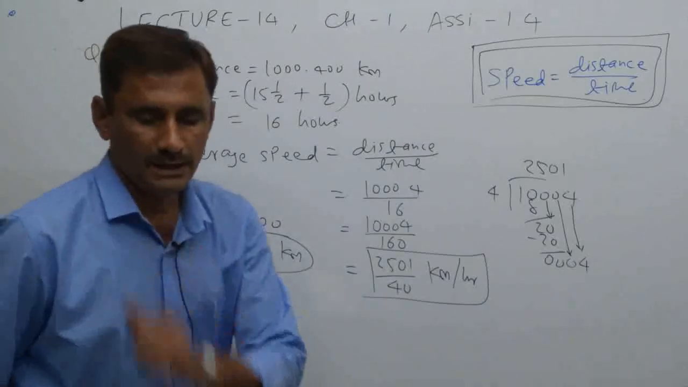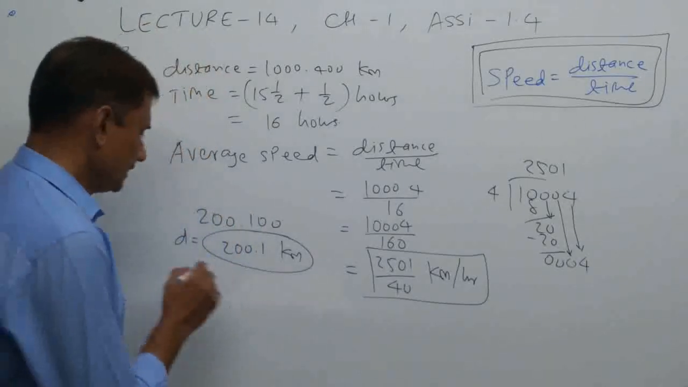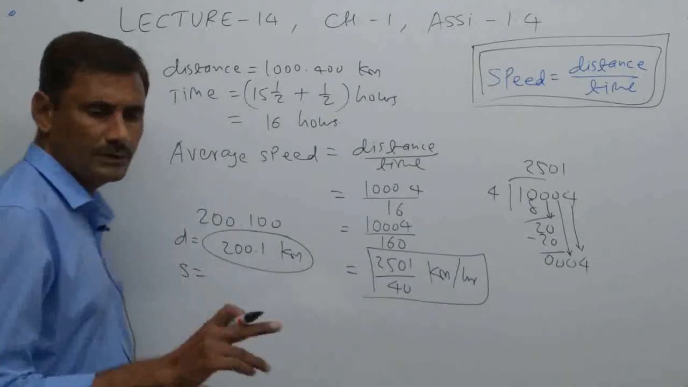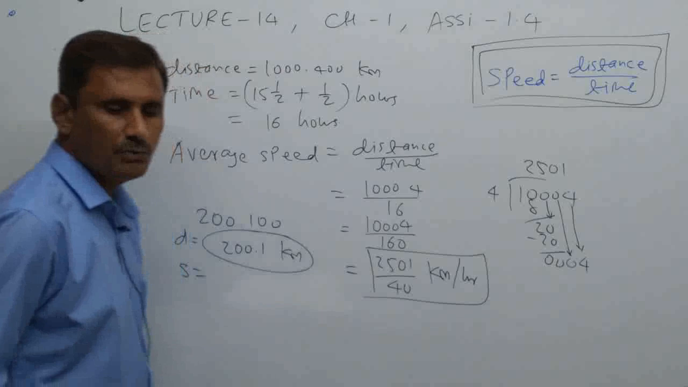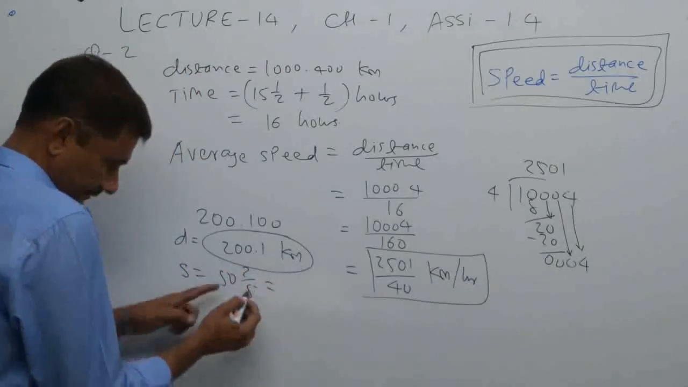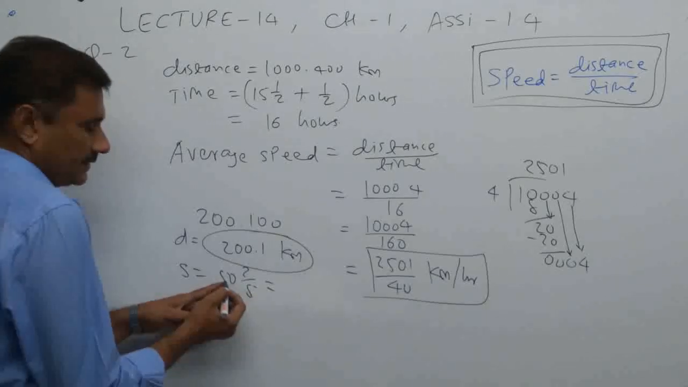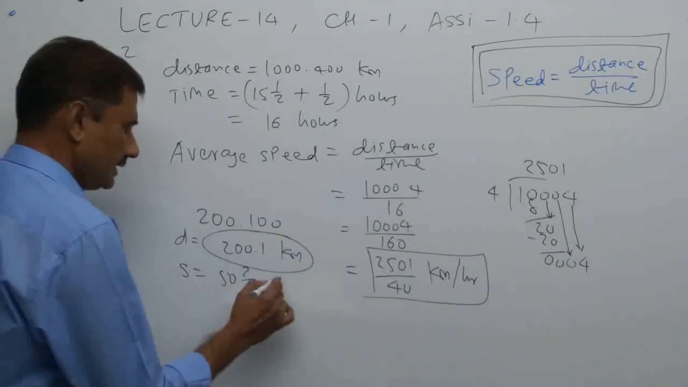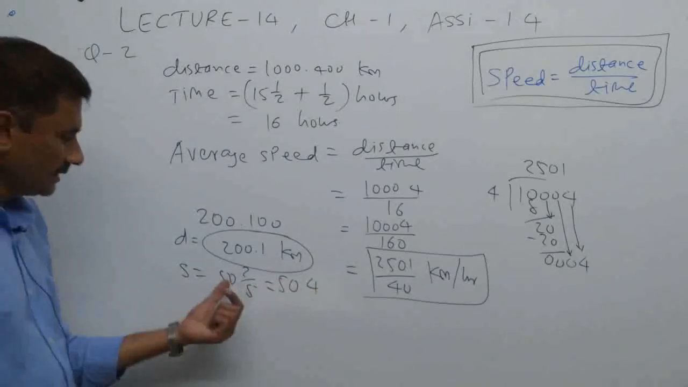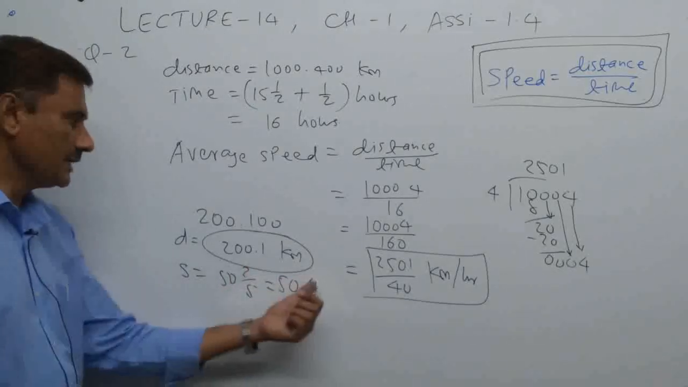And whatever is given as speed, you write in full. It is 50 integer 2 by 5. So you can write it that way: 50 into 5, 250 plus 2. Otherwise, you can write 50.4 also in decimal. Why? Because 2 by 5 means 4 by 10, and 4 by 10 means 0.4.